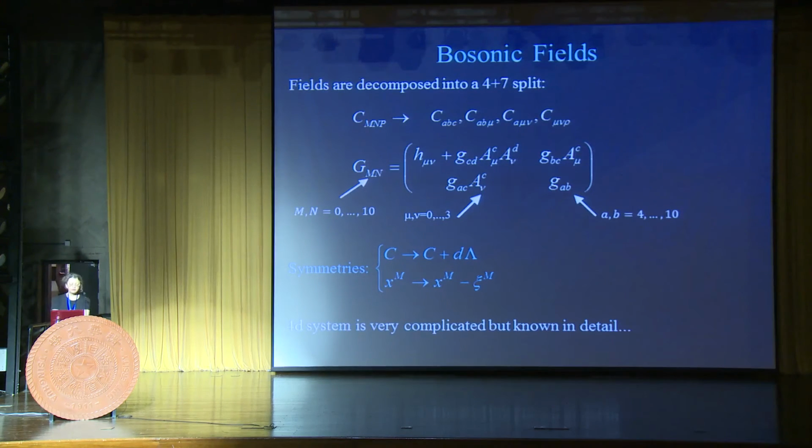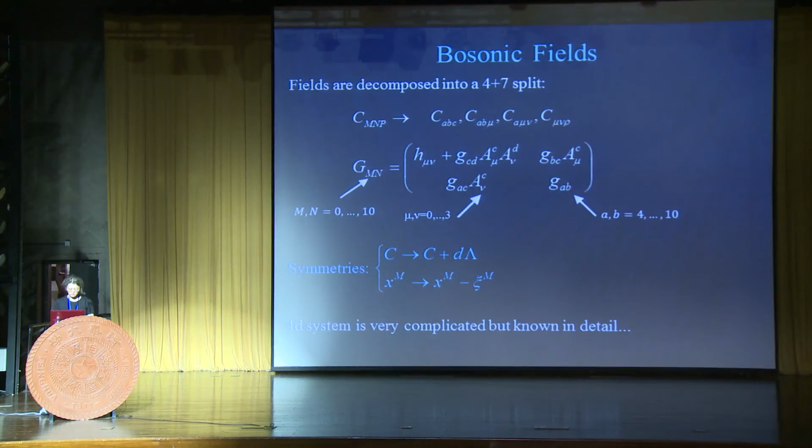Well, we take the 11-dimensional fields, and we decompose them into a 4+7 split. Here we go with the 3-form and the metric. Also, the symmetries of 11-dimensional supergravity give rise to a series of symmetries in 4 dimensions. Now, from the 4-dimensional point of view, the system is very complicated, many fields, many transformations. But we know it has a simple origin. This is nothing else than 11-dimensional supergravity. So we can hope to get a handle on this.